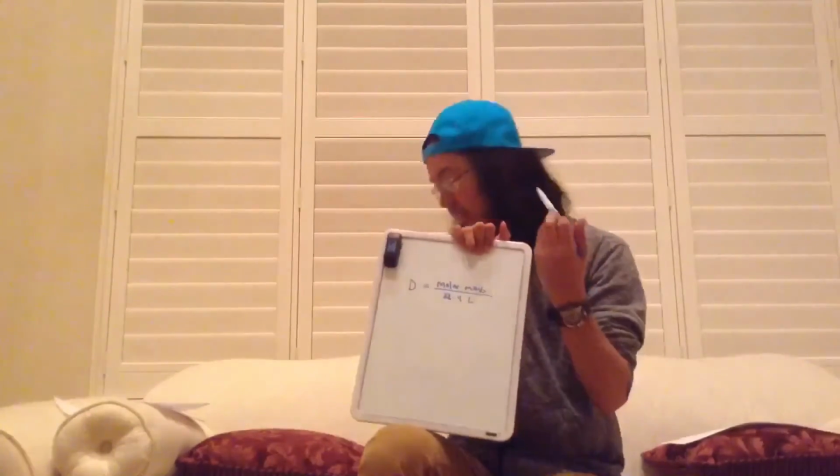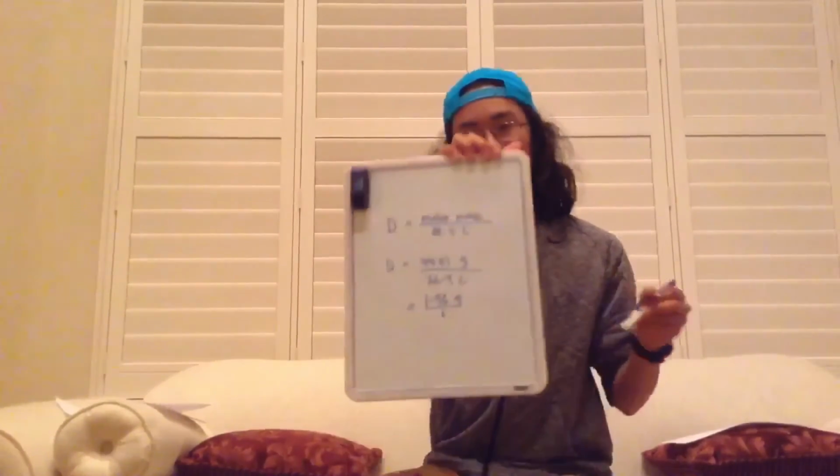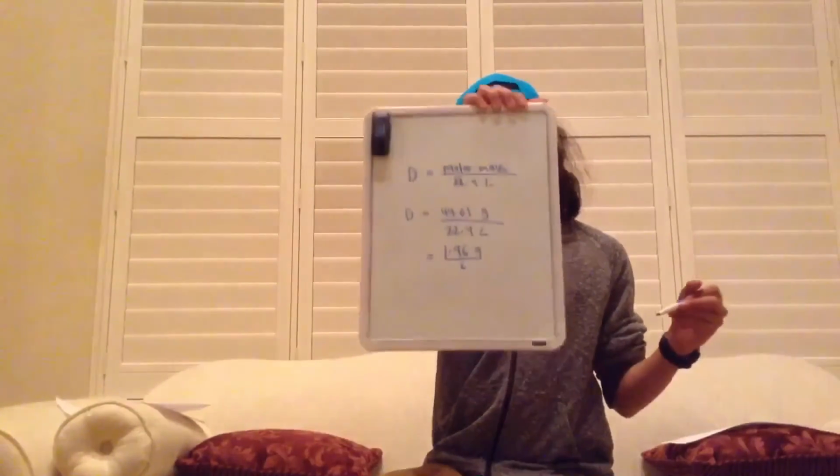That's your formula there. So, for example, if you want to calculate the density of carbon dioxide gas at STP, the molar mass of that would be 44.01 grams. Just divide that by 22.4 liters, and that equals 1.96 grams per liter. So that's what you do there. See that? It's great.